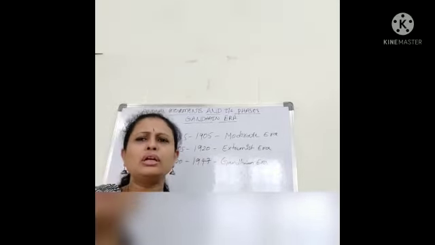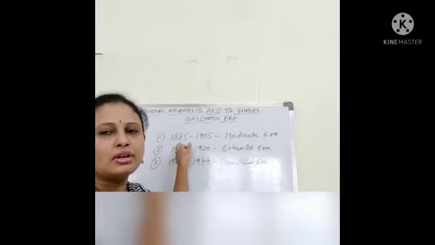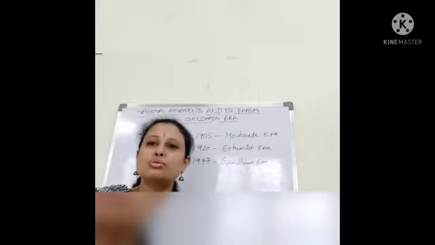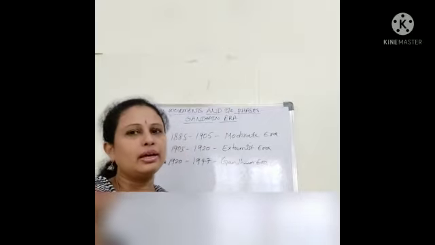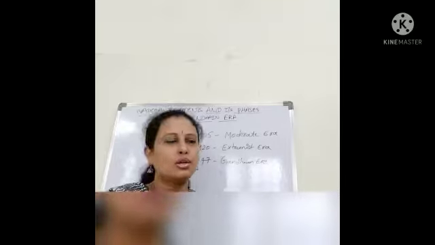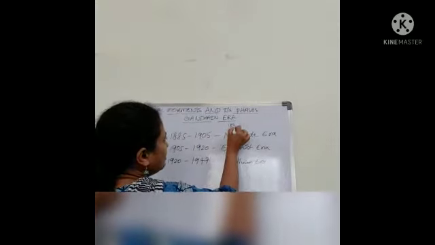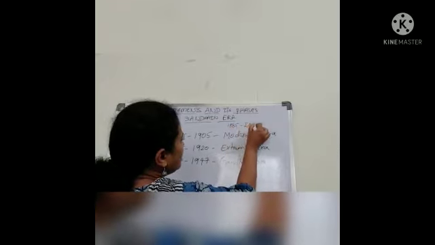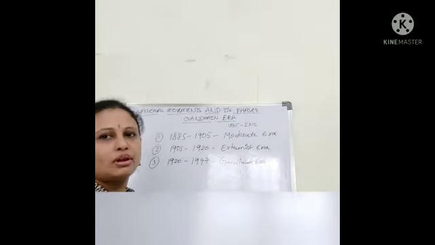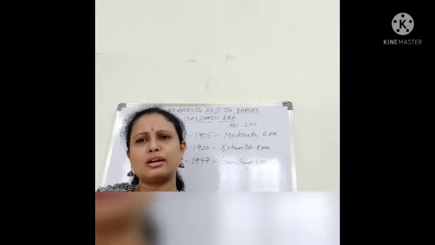So what is the important thing that happened in 1885? There is one important association which was formed in the year 1885, that is known as the Indian National Congress. We can also call it INC. In 1885, INC was started. What was the need for this association to start?